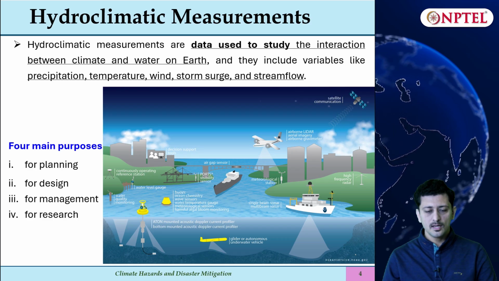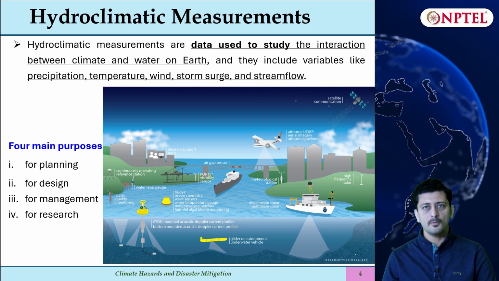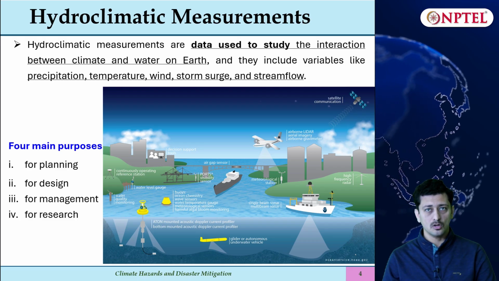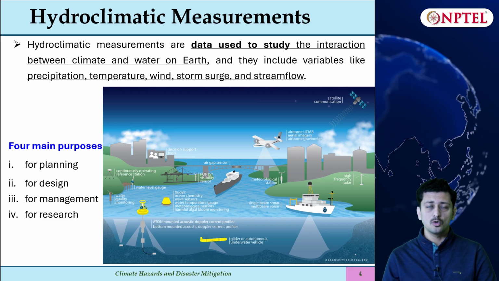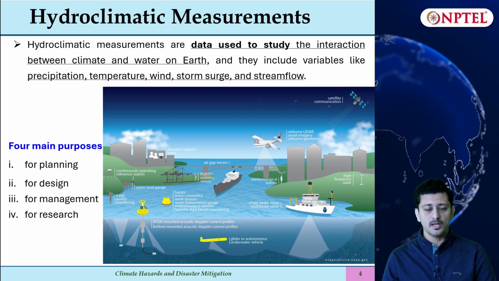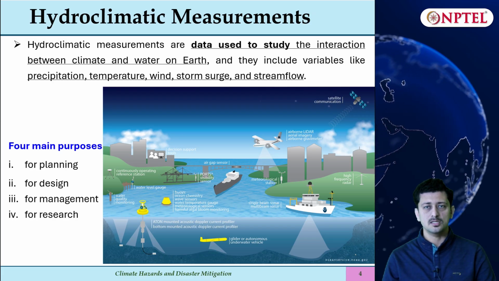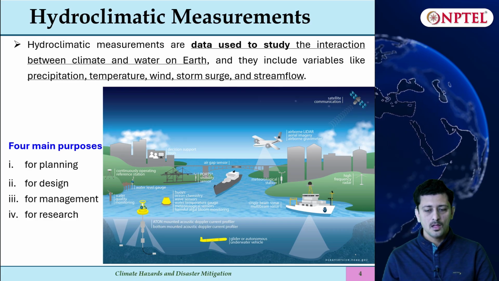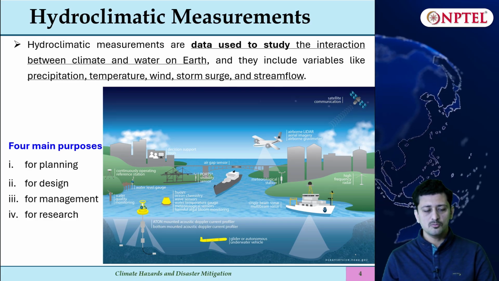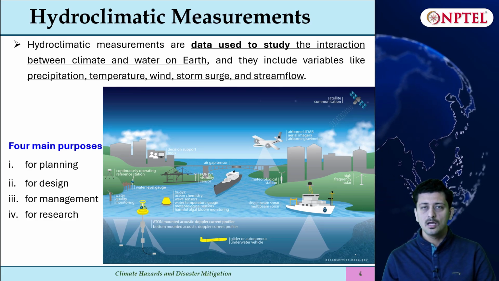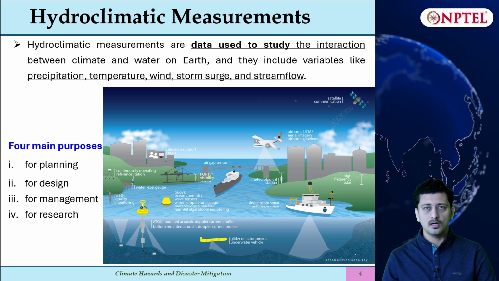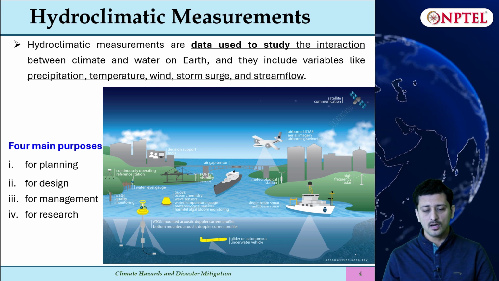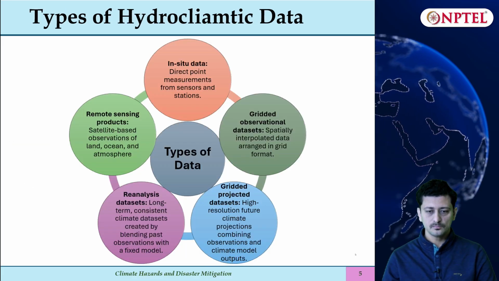So just a quick recap of why hydroclimatic measurements are important. They are used to study the interaction between climate and water on Earth, because they include variables like precipitation, temperature, wind, humidity, pressure, storm surge and other atmospheric variables. So if we have information on this, we can use it for planning, for design of hydraulic structures, for water resource management and for other research purposes.